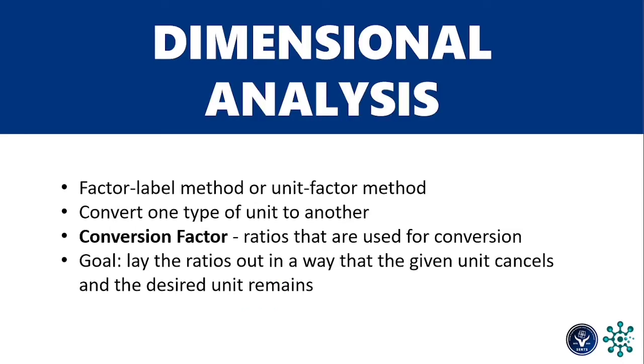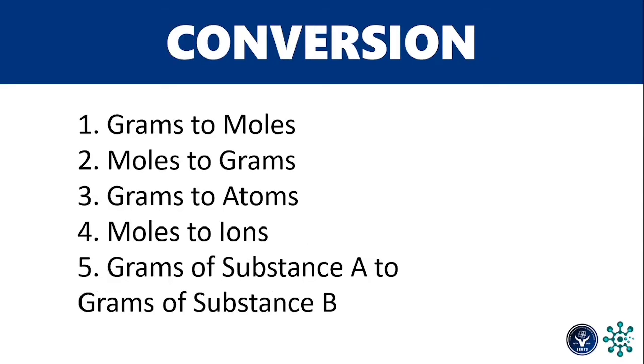Dimensional analysis is also known as factor label method or unit factor method. Here, we convert one unit into another by the use of conversion factors, like molar mass. The goal in dimensional analysis is to lay the ratios out in a way that the given unit cancels and the desired unit remains.